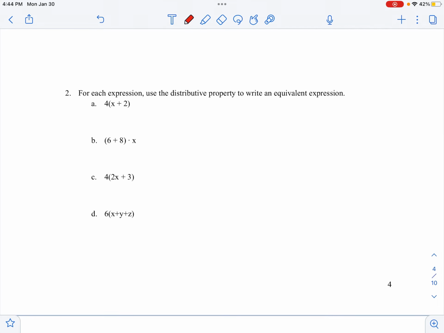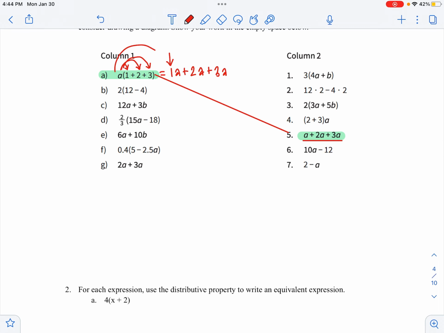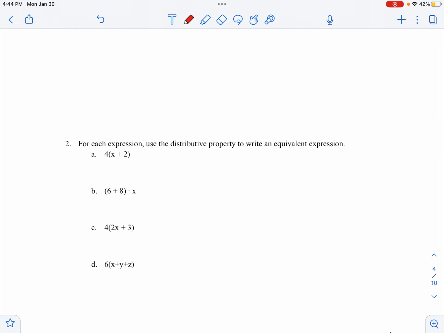For each expression, use the distributive property to write an equivalent expression. The distributive property is exactly what I just demonstrated here when I distributed A to 1, 2, and 3. Here's another example. In question A, I can distribute 4 to x and 4 to 2. So I end up with 4x plus 4 times 2. Of course, I can simplify. 4 times 2 is 8. And now I have an equivalent expression written in expanded form. You'll do exactly the same thing for B, C, and D.